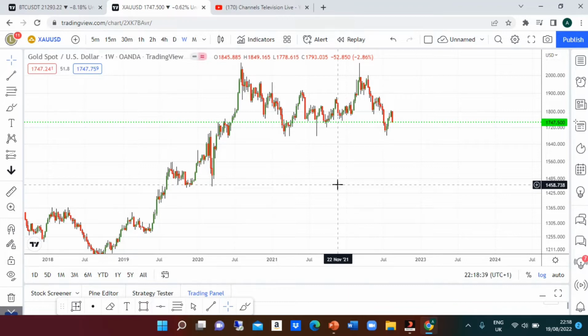If you look at my chart, you're not seeing any indicator. There's no indicator. It's a pure price action strategy. So let's get started. I'm going to start with gold right now.